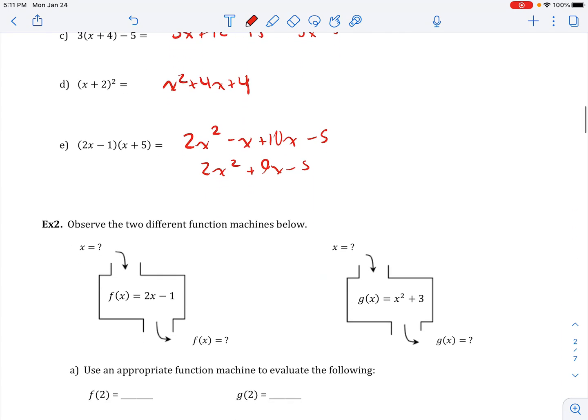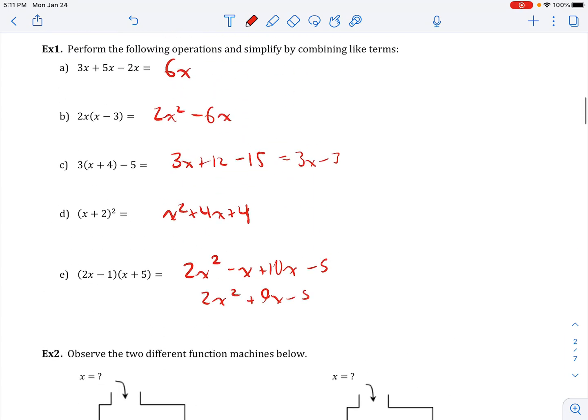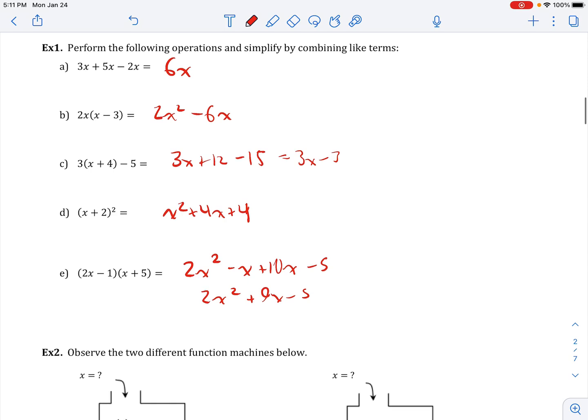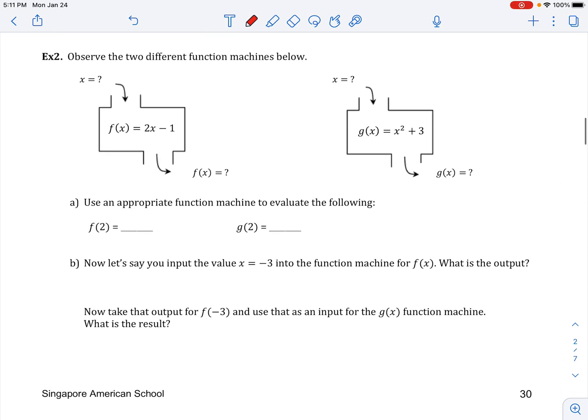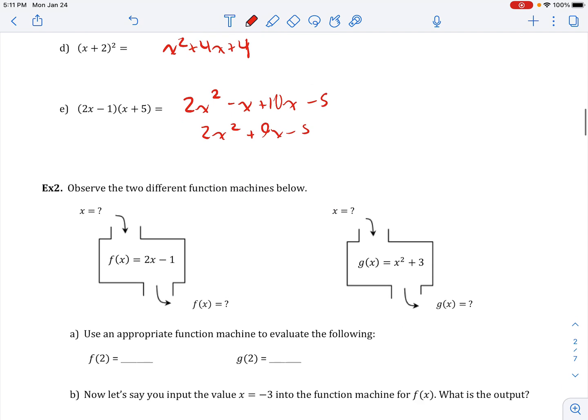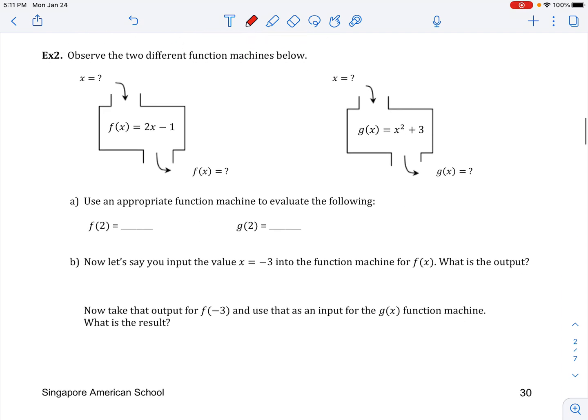Okay, great. I think that's just reviewing there for algebra students who had a vacation year from algebra when they did geometry. Remember, this is the first unit of the year for Algebra 2 kids. So, all right, we have an f of x machine and we have a g of x machine for the next few questions. Use the appropriate function machine to evaluate the following.